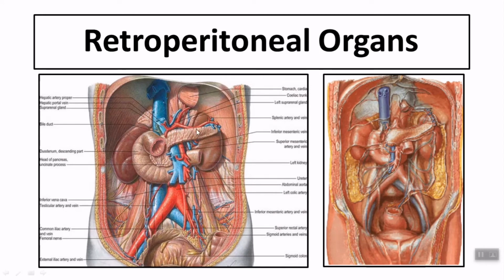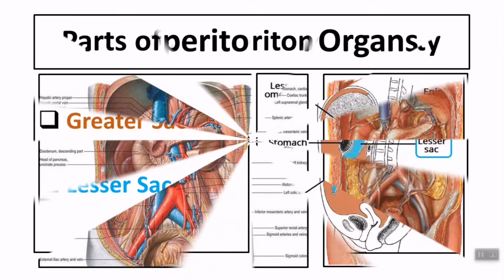These are the retroperitoneal organs. Here we can see the kidney, suprarenal gland, inferior vena cava, aorta, the duodenum, except the first inch of the duodenum, the ascending and the descending colon. All these structures are regarded as retroperitoneal organs.